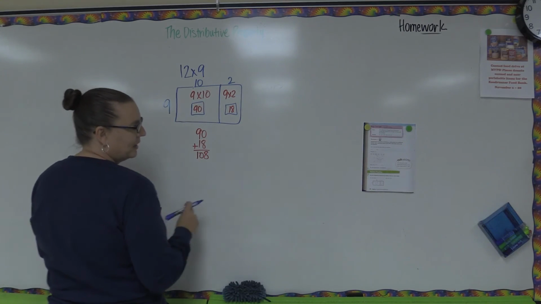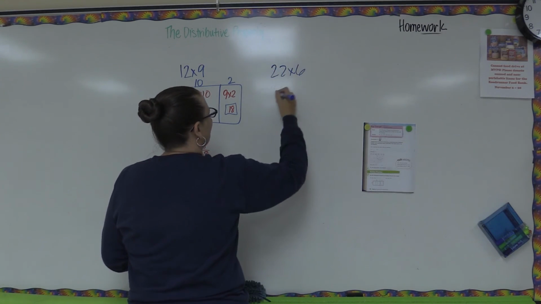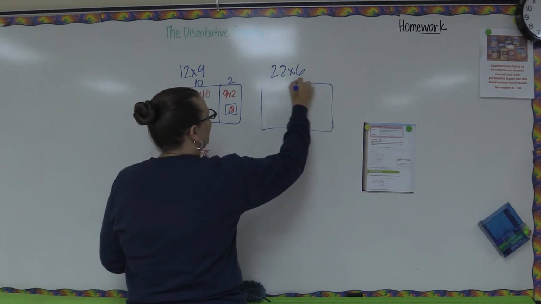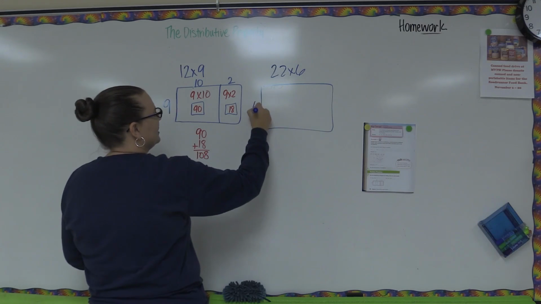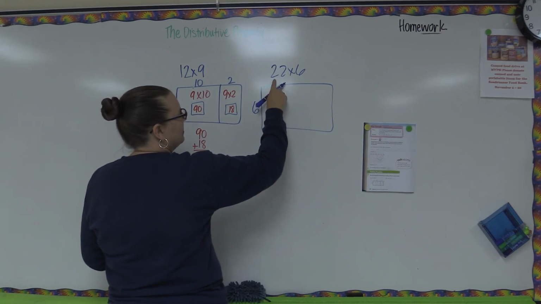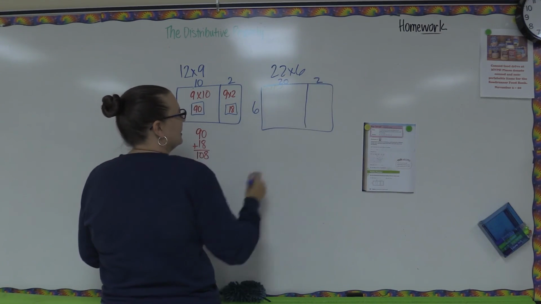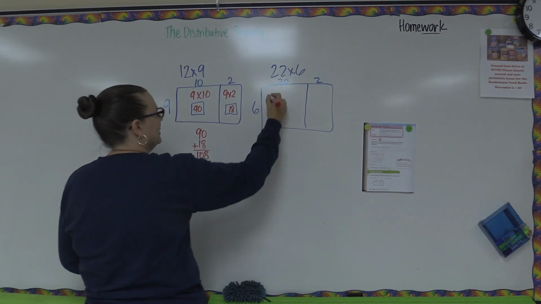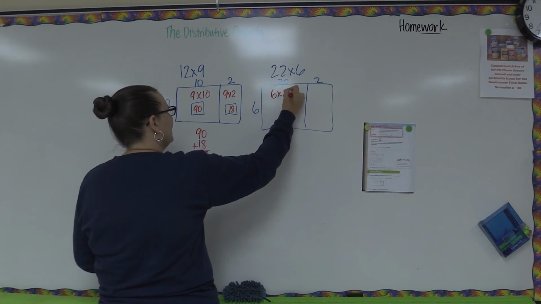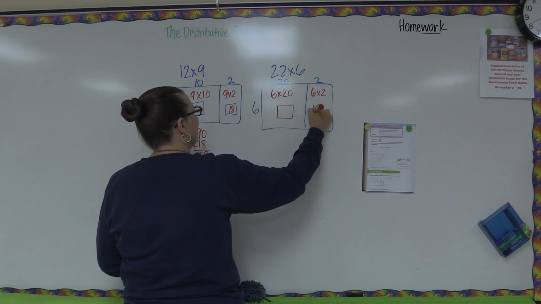The next problem they're asking us to practice with is 22 times 6. We're going to do the same thing. We're going to draw our box. The single digit can always go on the side. I find that's easier in my brain. And then we're going to decompose 22 into 20 and 2. And then we're going to go ahead in there and do our multiplication. This would be 6 times 20. This would be 6 times 2.